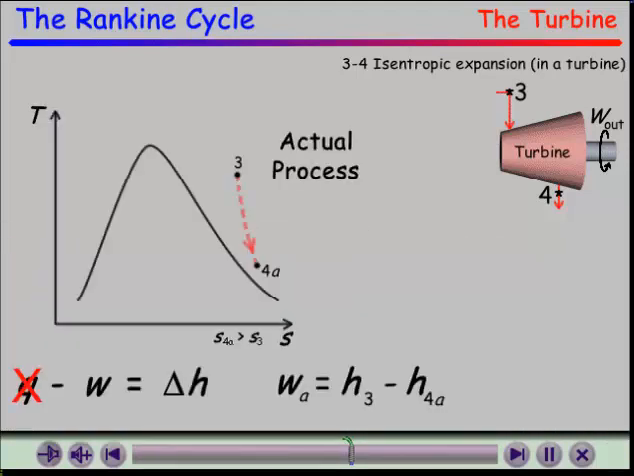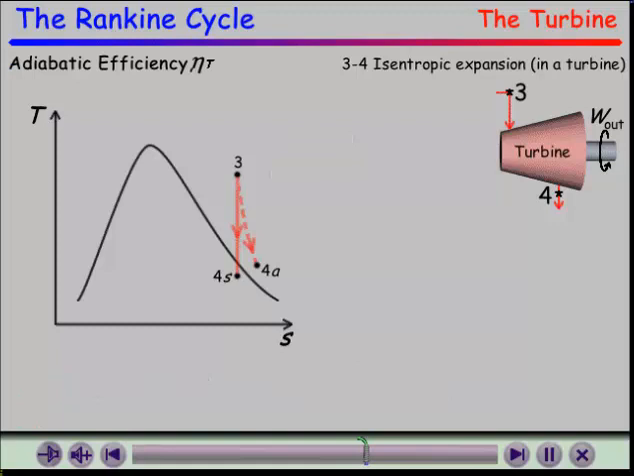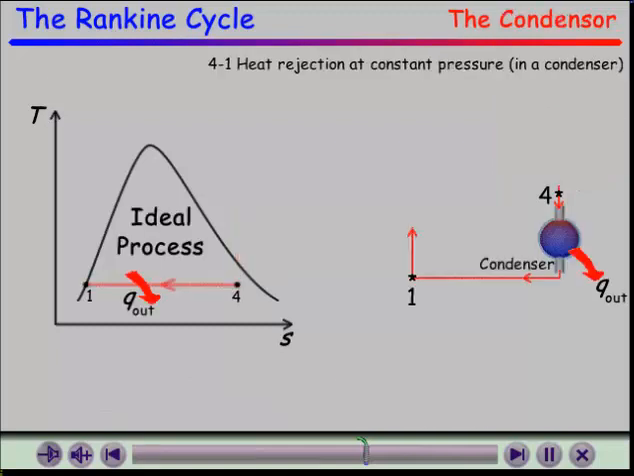Notice that in the actual process shown here, the steam exits the turbine as a superheated vapor at a higher temperature and pressure. Due to the irreversibilities in the turbine, some of the available energy in the steam is lost. We can measure this lost energy by the adiabatic efficiency of the turbine. The adiabatic efficiency is the ratio of the actual work output to the isentropic work output. The steam is condensed at constant pressure by a heat rejection process. This returns the steam to its liquid phase where it enters the pump.